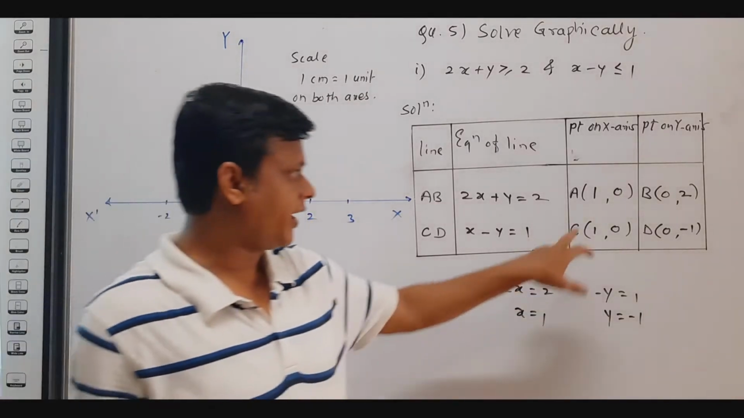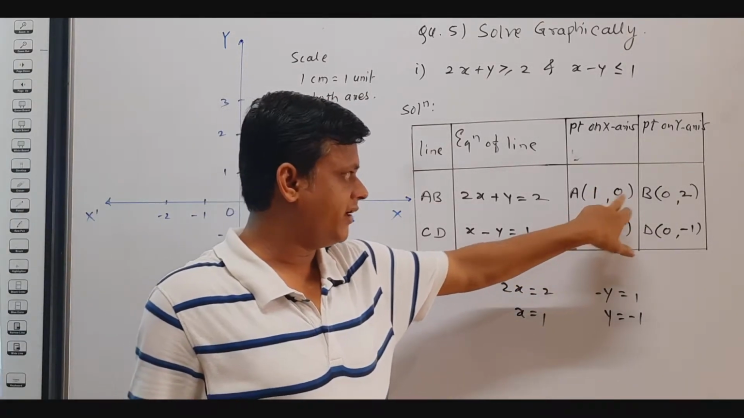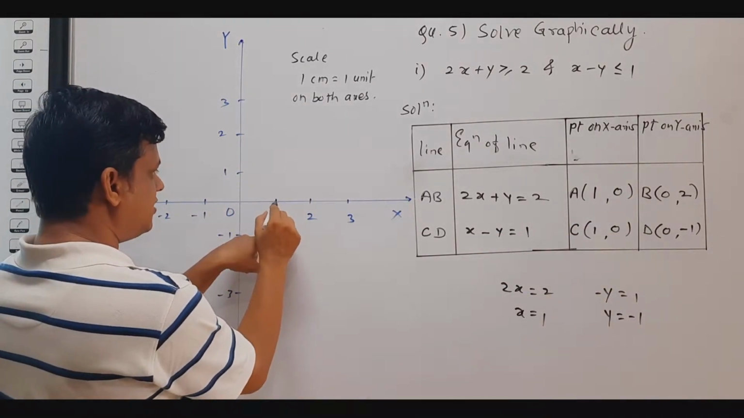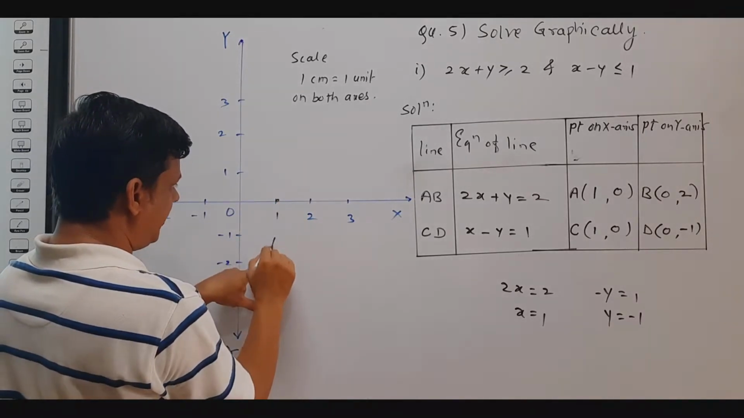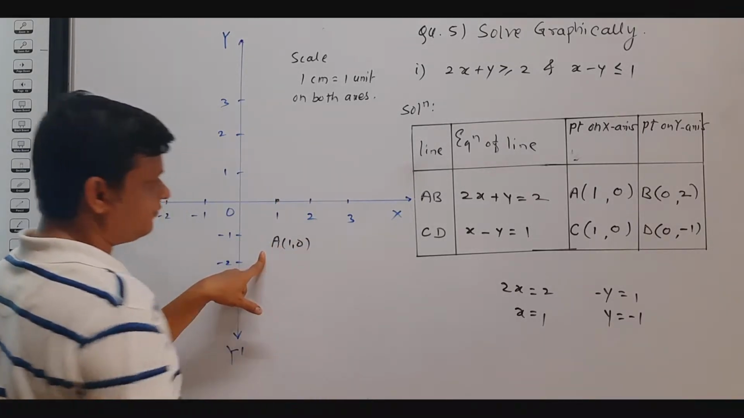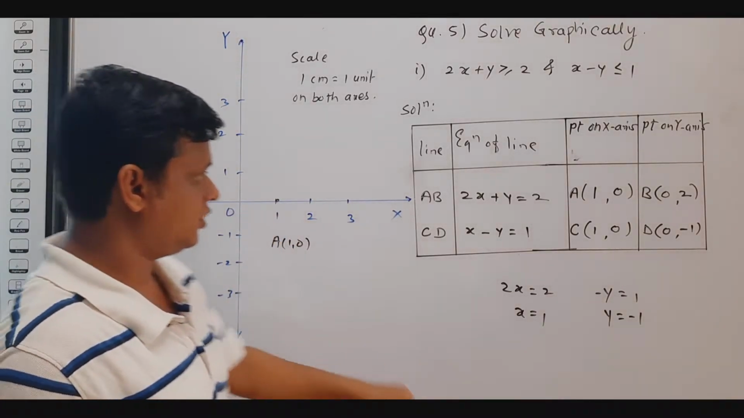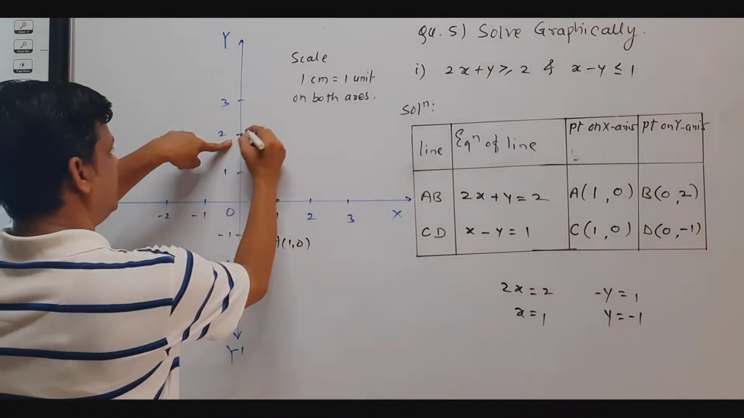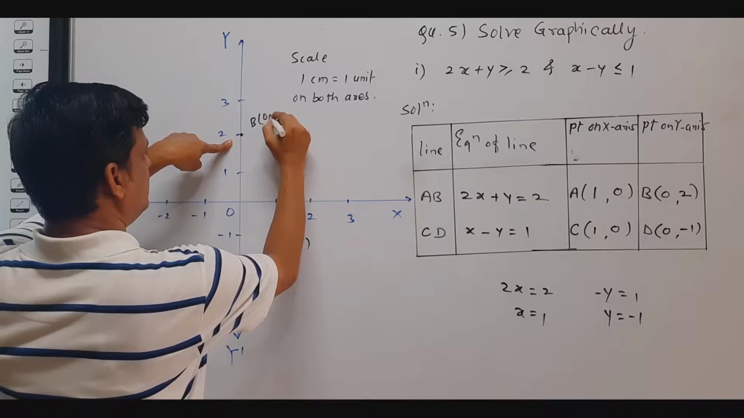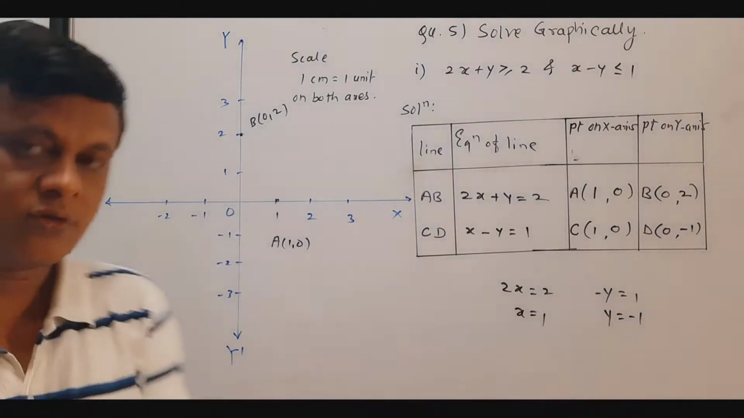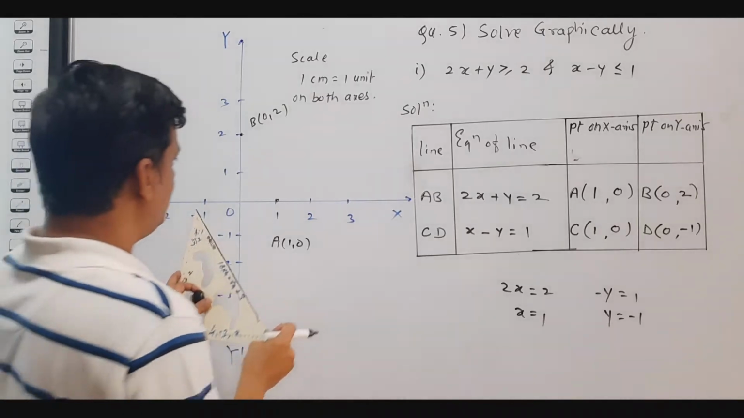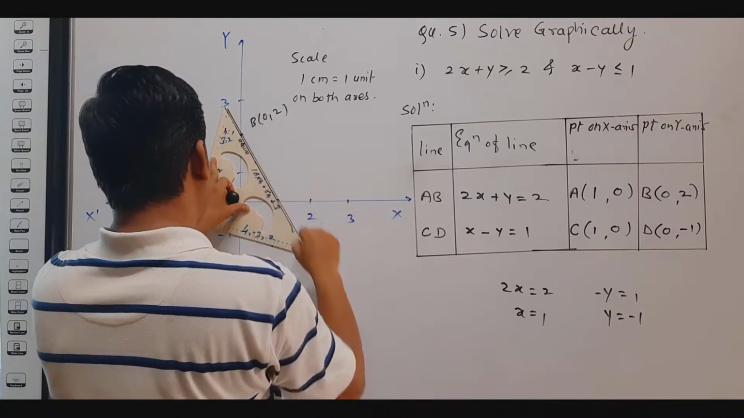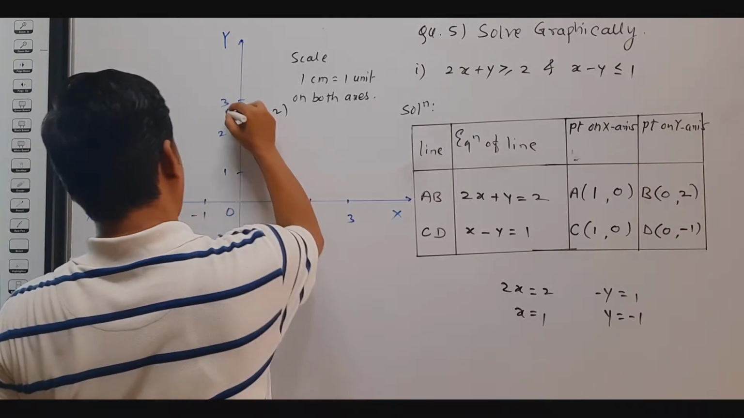So first we plot point A (1, 0). This point A is on the x-axis, so here is point A whose coordinate is (1, 0), because on the x-axis the y coordinate is 0. This point is on the y-axis, (0, 2). So point B is here at (0, 2). Now we have to draw a line passing through the two points A and B. So we draw this line.